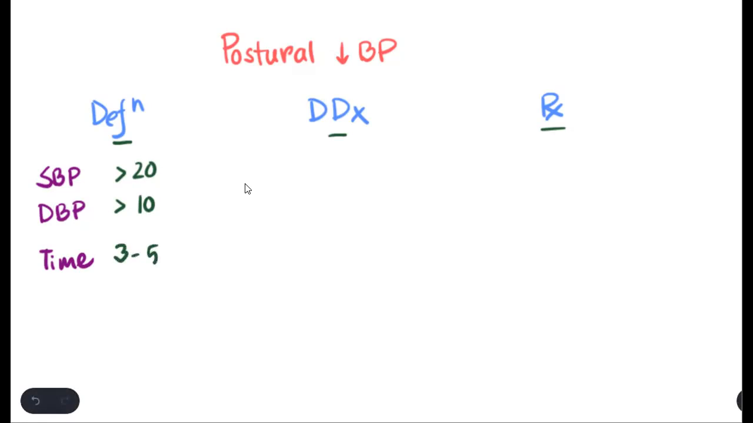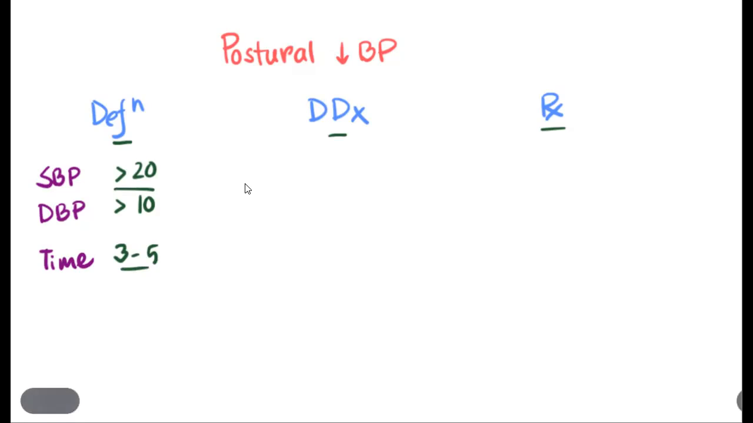So after 3 to 5 minutes, the systolic BP falls more than 20, or the diastolic BP falls more than 10, either one, after 3 to 5 minutes of standing from a supine position or a lying position.